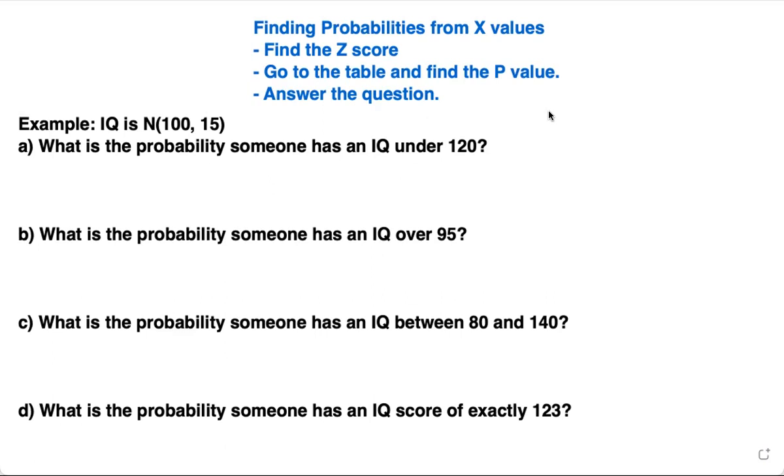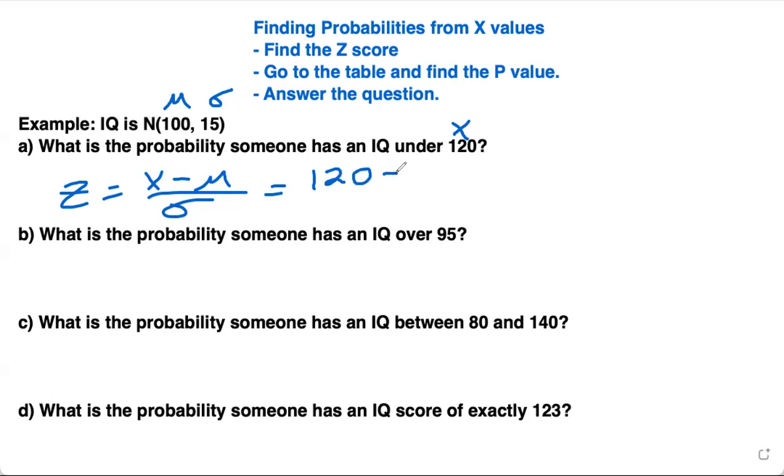For example, IQ scores have a normal distribution with a mean of 100 and a standard deviation of 15. So the question is asking, what is the probability someone has an IQ under 120? So the formula, z equals x minus mu over sigma. In this case, our population mean mu is 100, our population standard deviation, sigma, is 15, and our input value here, x, is 120. 120 minus 100 divided by 15. 10 divided by 15, and you only want to go to two decimal places, will give you 0.67.